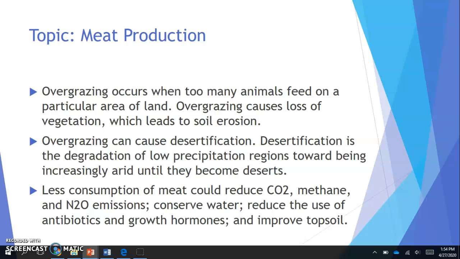Less consumption of meat could reduce CO2, methane, and nitrous oxide emissions, conserve water, reduce the use of antibiotics and growth hormones, and improve topsoil. So if you are looking to reduce your own personal carbon footprint, a place to start would be reducing your meat consumption. And again, I'm not saying become a vegetarian or become a vegan, because there's issues on all sides of the spectrum. Agriculture in terms of plants is not carbon emission free.